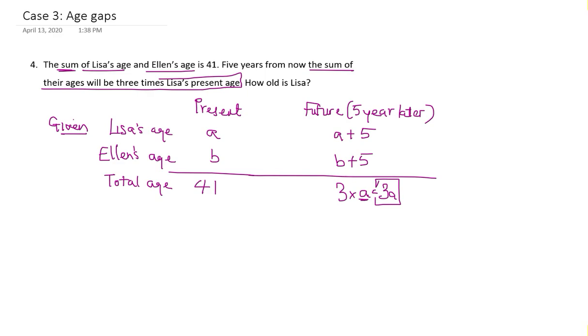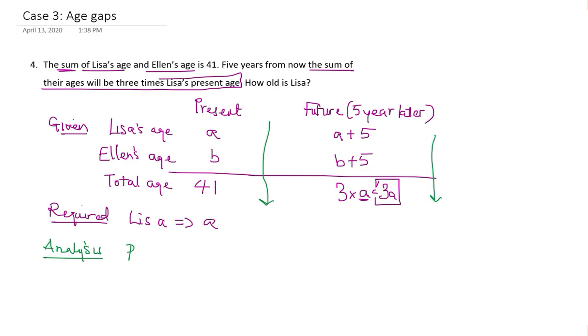So now the question is asking, in terms of the required, what is Lisa's age, which is the present age represented as A. So what is A? We don't know what A is. So in here, going into the analysis, what we have to do is to derive two equations. One equation dealing with the present, and the other equation dealing with the future.